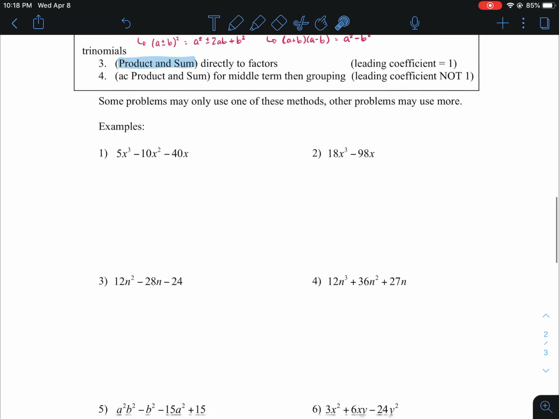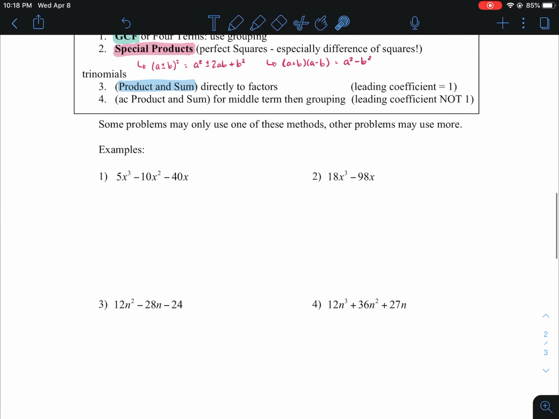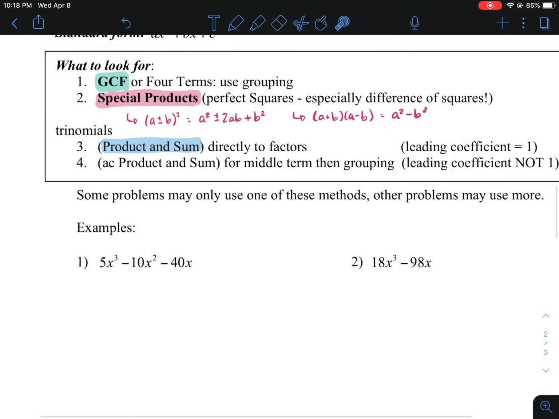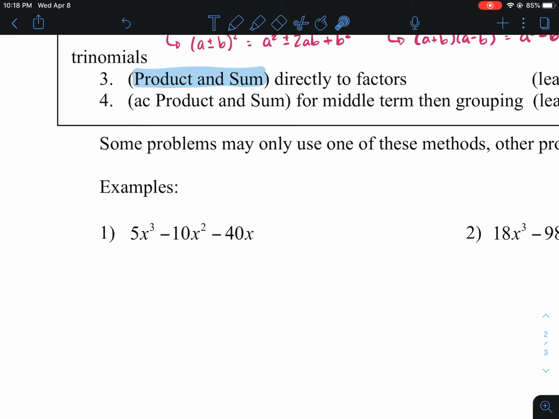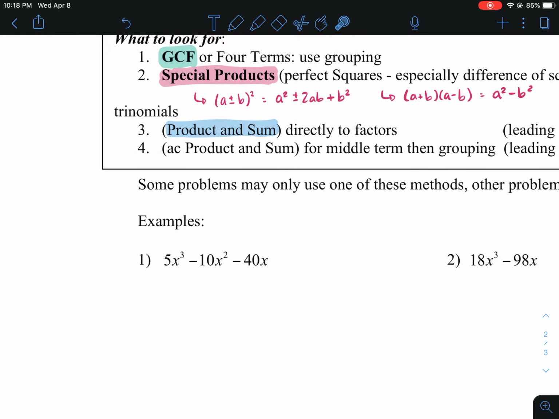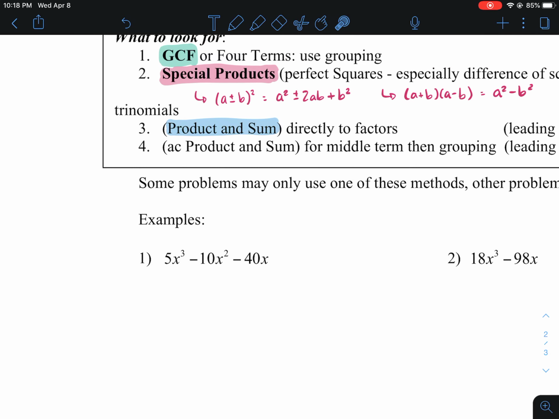So let's just do a couple examples, and then we'll call it a day, okay? So 5x cubed minus 10x squared minus 40x. The first thing we're going to do is check for that GCF, right? We do, in fact, have a GCF here. Our GCF is going to be 5x. So if I factor out the 5x, I get x squared minus 2x minus 8.